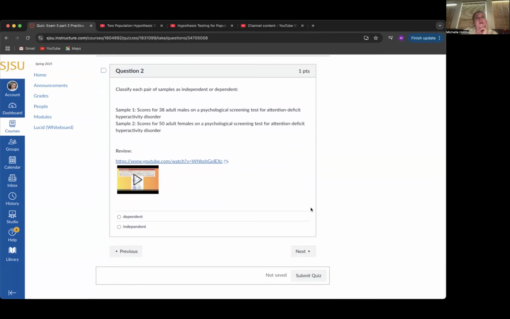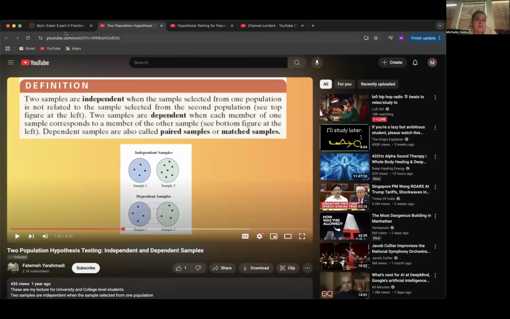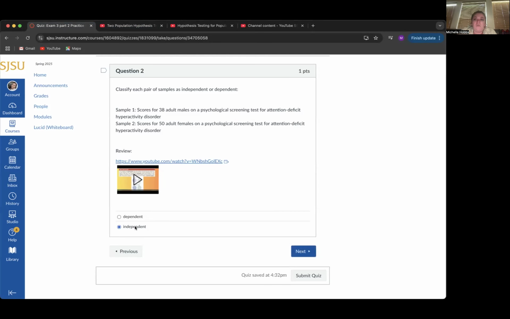So here we go again. Classify each pair of samples as independent or dependent. Sample 1, scores for 38 adult males on a psychological screening test, and then scores for 50 adult females. So this is going to be independent because they are two different sample populations. One is males, one is females.